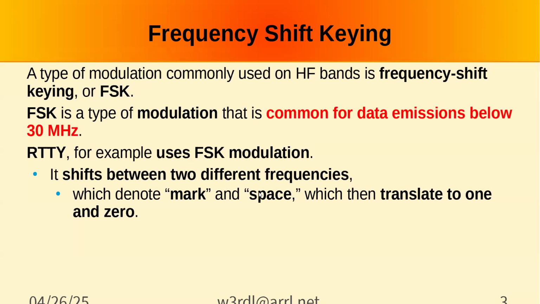So a type of modulation used in HF is frequency shift keying. RTTY uses it where it shifts, I believe it's 170 hertz between a mark and a space. And I think what mark is 2125 hertz, something like that. Not that you have to know that.